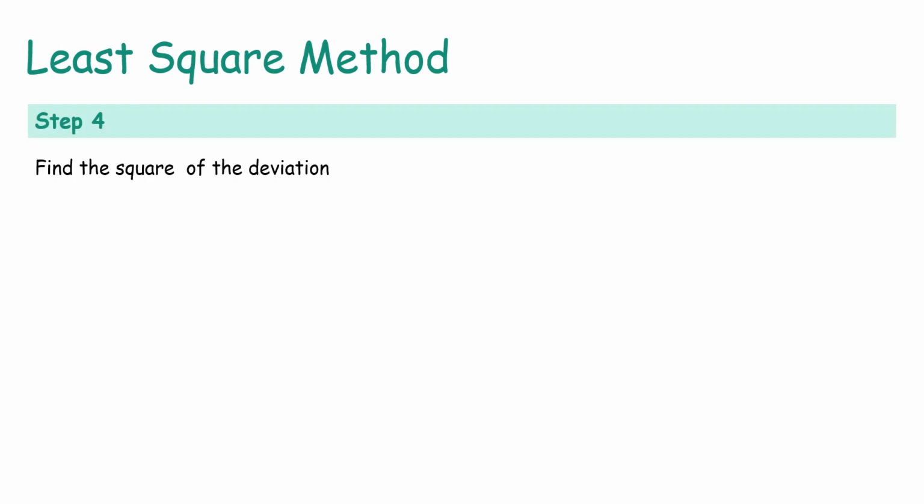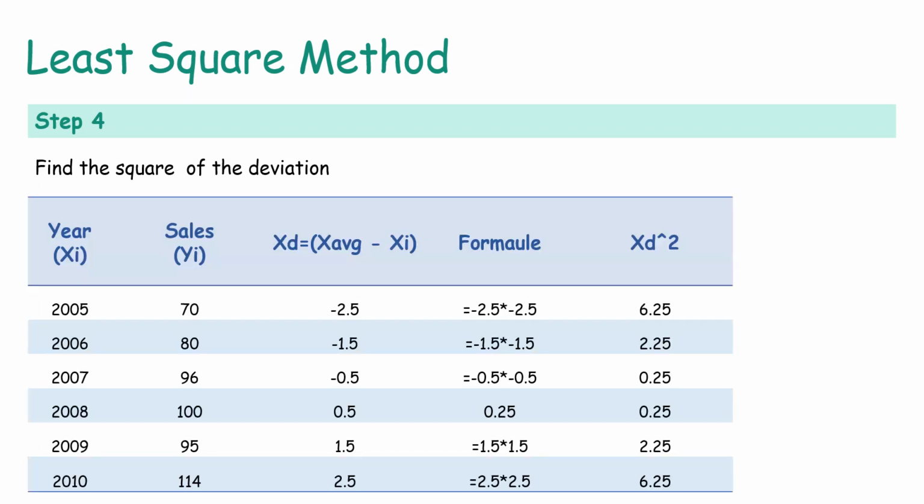Now find the square of this deviation. So the next step is just find out, square up whatever the deviation values on x-axis that you have got. So xd square. So what you do is each column values multiplied by itself, and then you have the data.